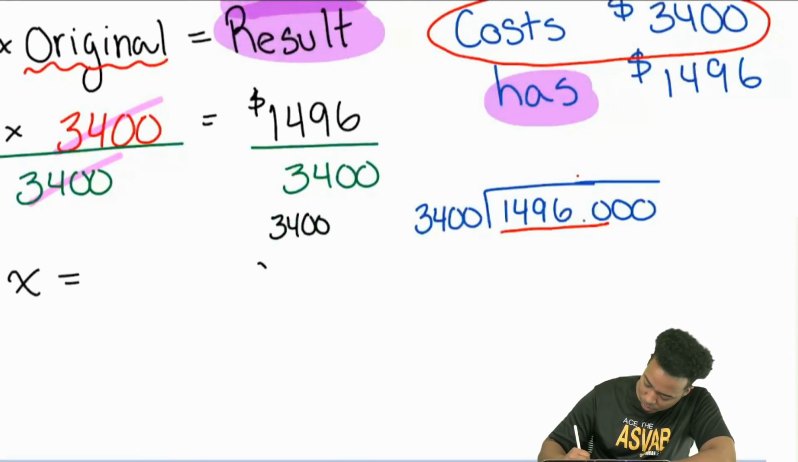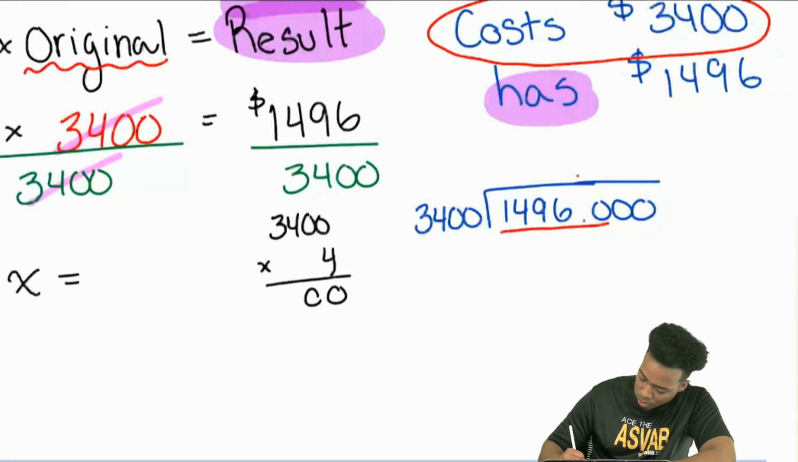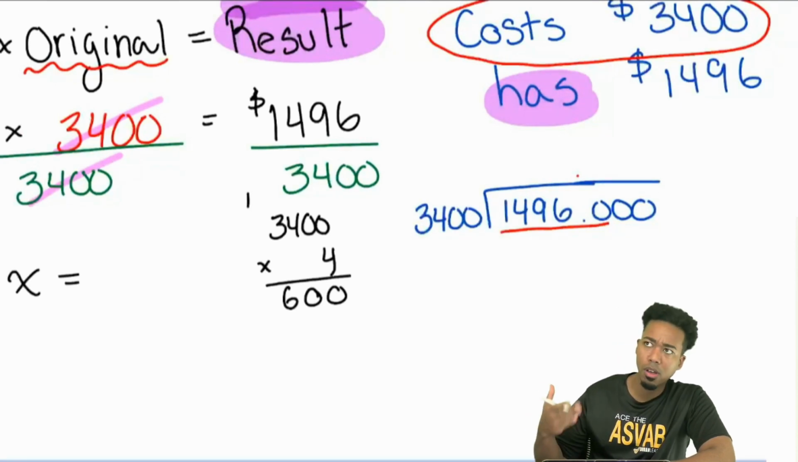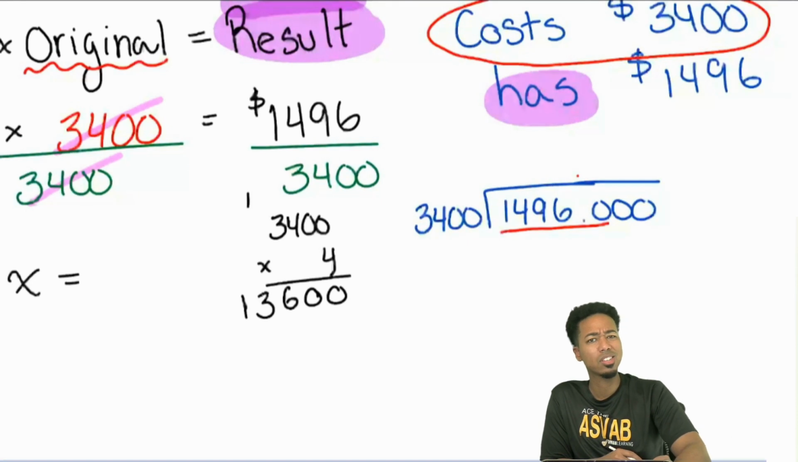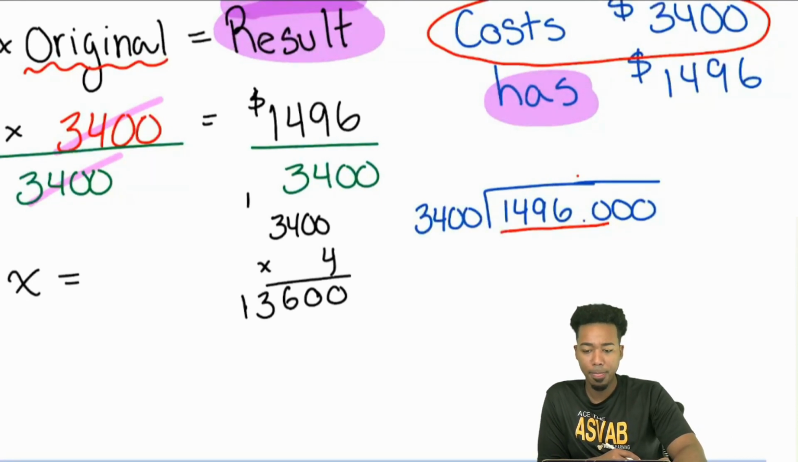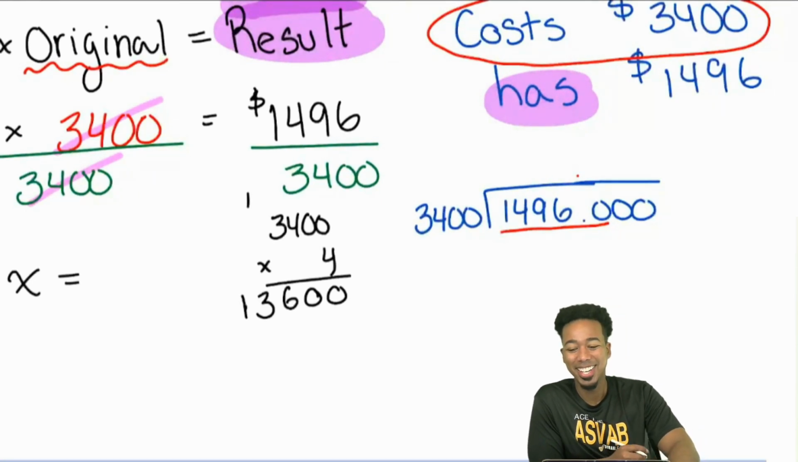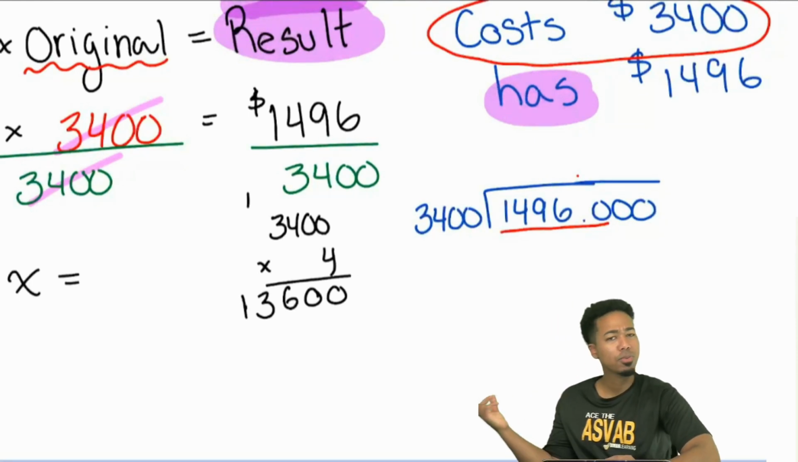3,400 times 4. 0 times 4, 0 times 4, 4 times 4. 3 times 4 is 12, carry the 1 is 13. Are we pretty close, everybody? 13,600, pretty close? It's all good. I know you saw that it was a big number. That's good. I'm glad you realized that. But yeah, this looks pretty dang close.